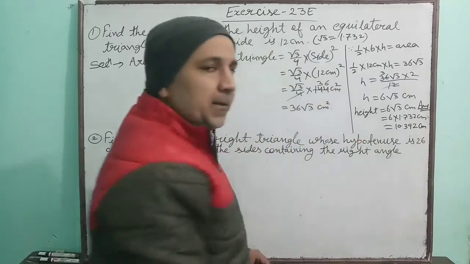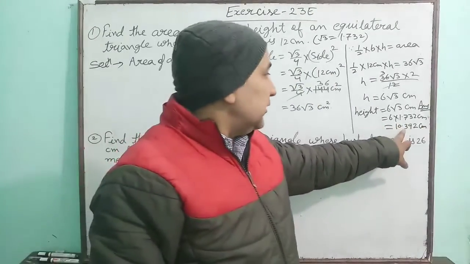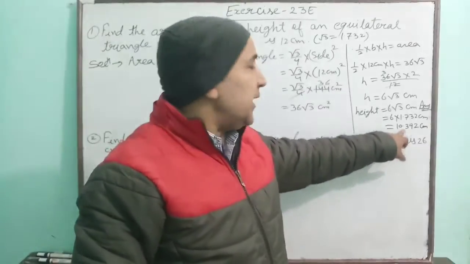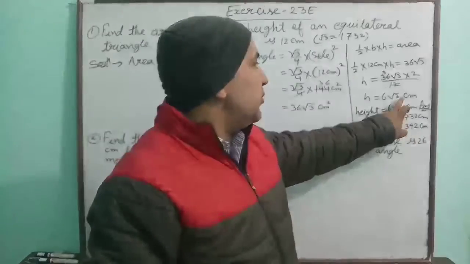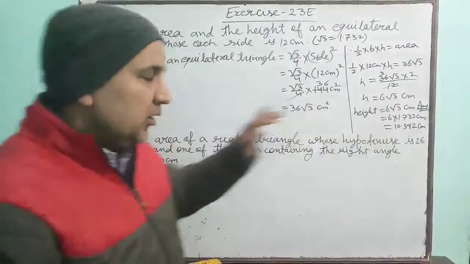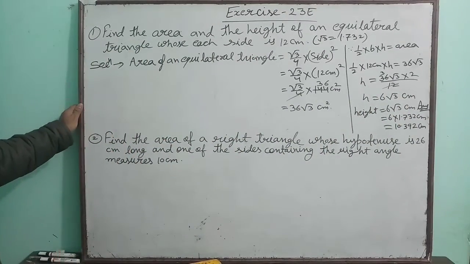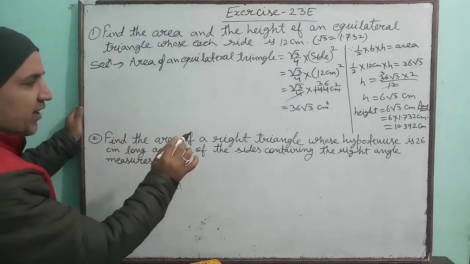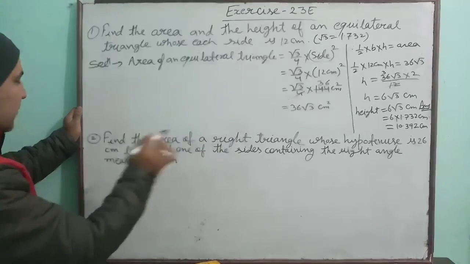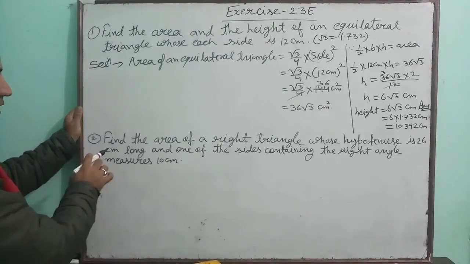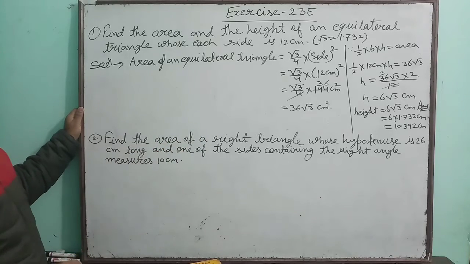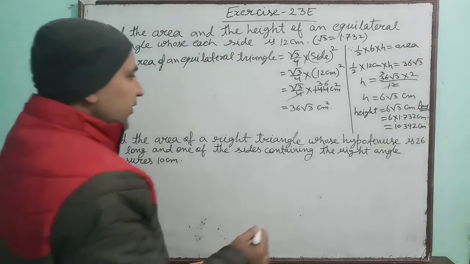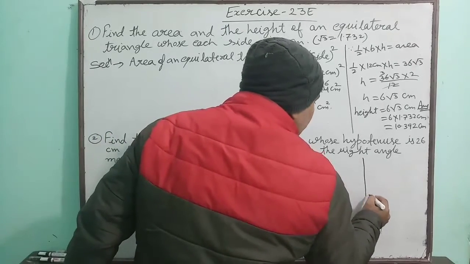10.392 centimeter. But this answer will be given if the value of root 3 is given in the question. Otherwise, leave your answer here. Okay? Now see the second question. Find the area of a right triangle whose hypotenuse is 26 centimeter and one of the sides containing the right angle measures 10 centimeter. We have to find the area.